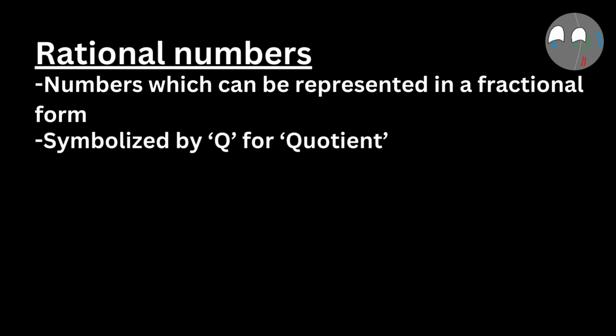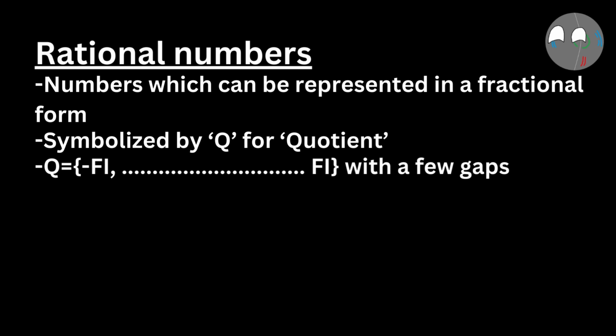Next, another example is 2. 2 is equal to 2 by 1. 2 divided by 1 is still 2. So therefore it is the quotient of the numbers in the fraction, so it is a rational number. So Q is equal to negative finite infinity to finite infinity, with most numbers which are also decimals, not just integral value numbers.